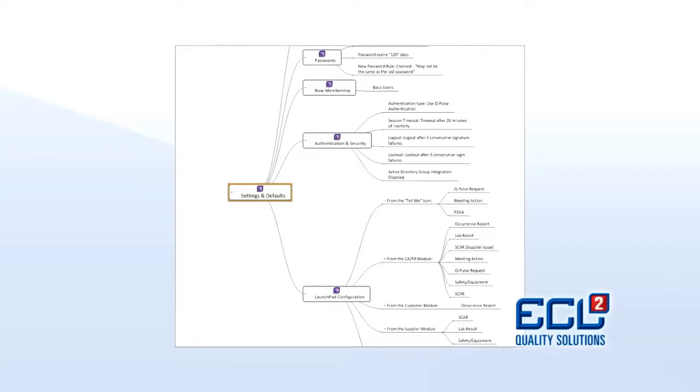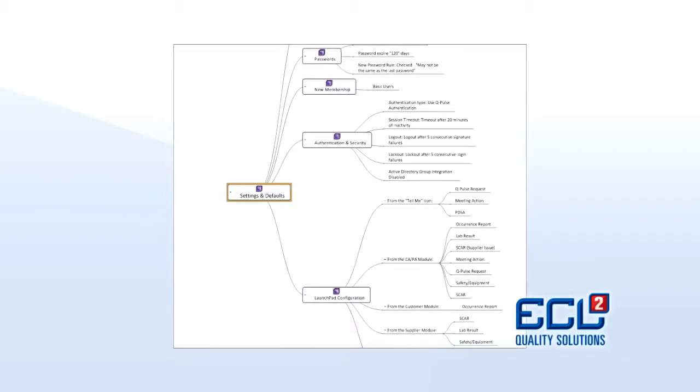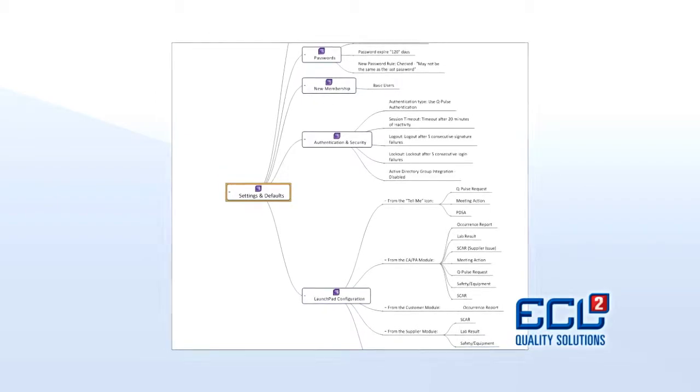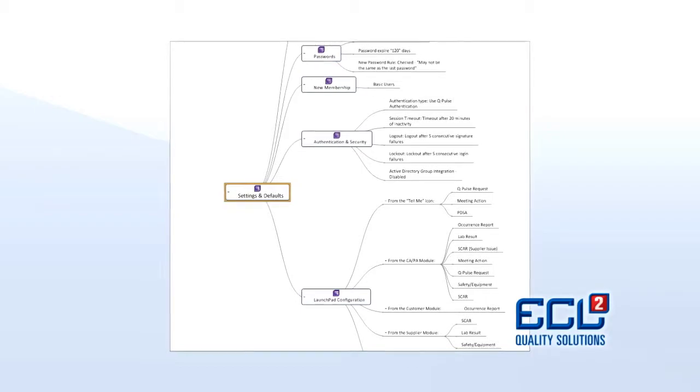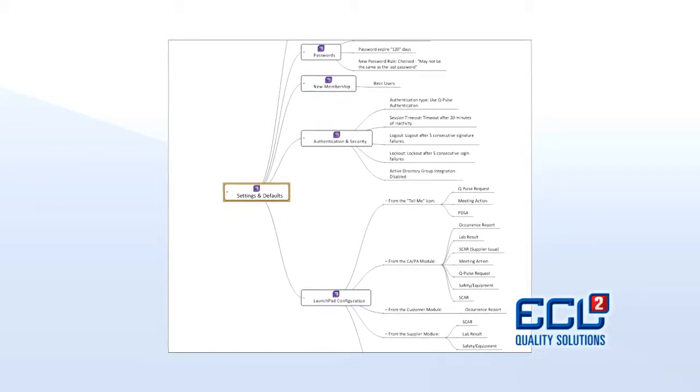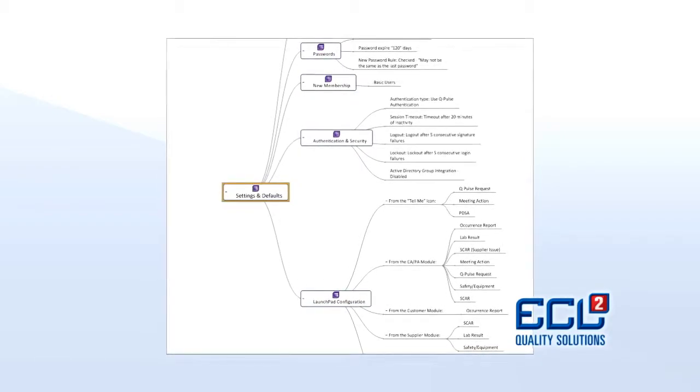Chances are that many of your more specific requirements were identified during the configuration of QPulse. When ECL2 provides configuration services, we document each decision as it's made, so that these decisions can then be turned into the specific user requirements you'll be testing. For example, you may want a message to be sent to your document control group anytime a new draft document has been created in the system. That will be documented on the configuration map and turned into a user requirement.